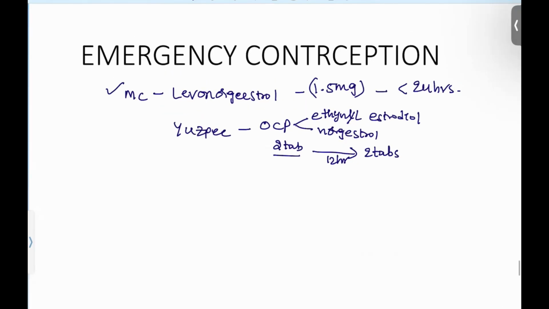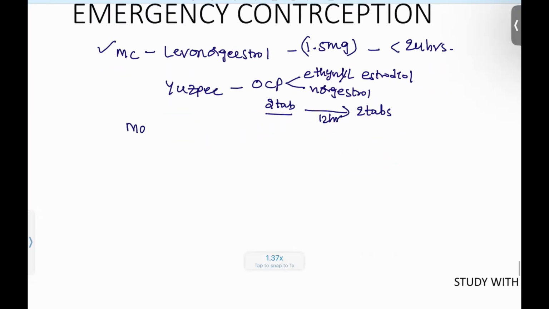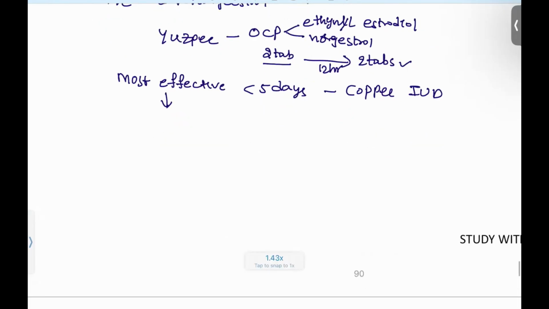Next, the most effective. When I say most effective, even if the patient has not taken it within 24 hours, but at least within 5 days, the patient should take the copper IUD. Copper IUD is the most effective. Other than this, we also have another most effective emergency contraception, that is ulipristal acetate. What is the dosage of this one? 30 mg single dose.